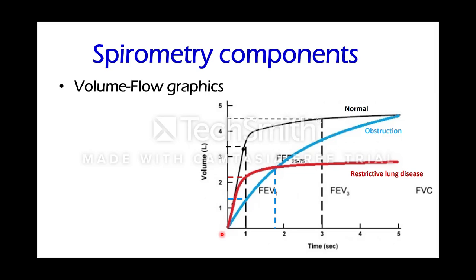Well, when we have obstruction, there is no sharp increase, there is a very slow increase until we reach the full volume of the forced vital capacity. However, in restrictive lung disease, there is a sharp increase, but it stops there. Then suddenly it becomes a plateau, and the forced vital capacity will not reach the normal.